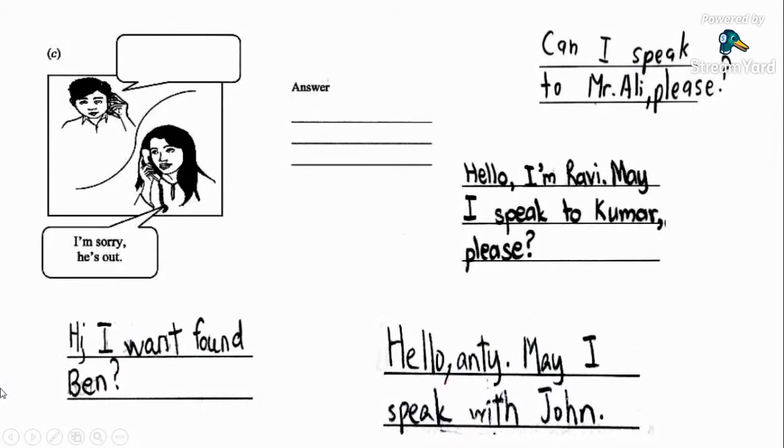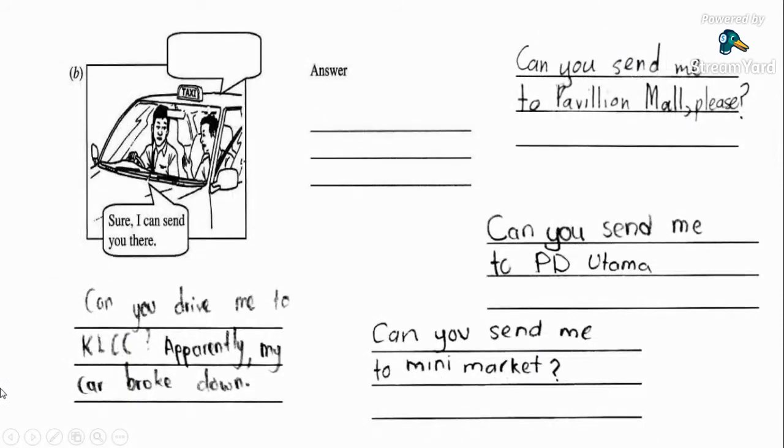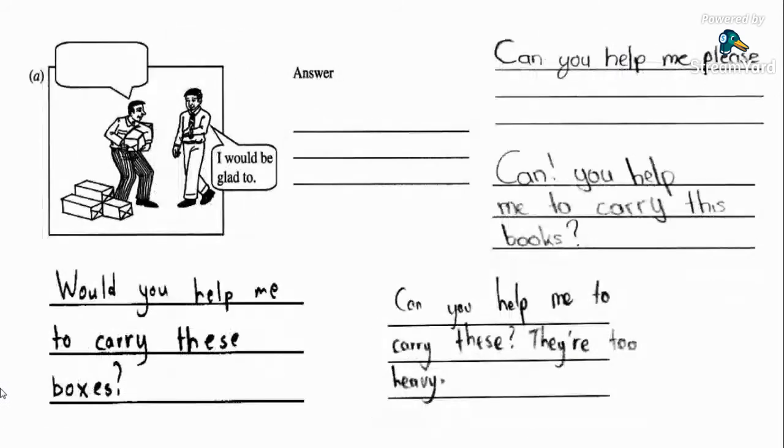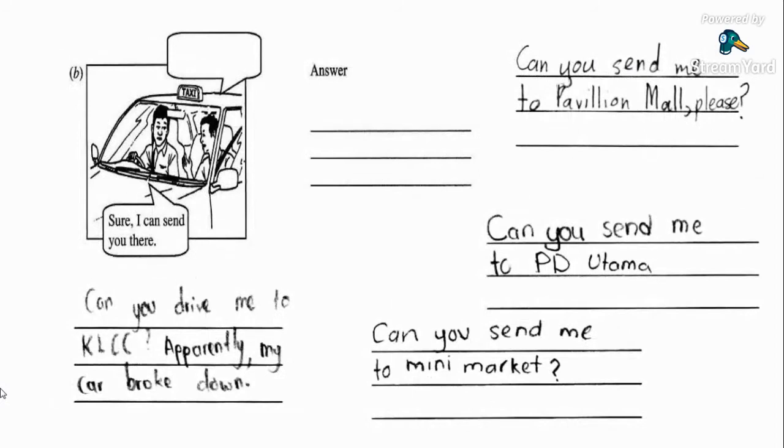Okay. So let's look at a different one. Why I put this example is because, okay, so convention of reading, this is in a taxi, the taxi driver and a passenger. So, dash, sure, I can send you there. Okay, these kids are actually not so bad. Can you send me to Pavilion, please? Okay, 2 marks. Capital letter, question mark. Can you send me to PD Utama? 1 mark, because no question mark.